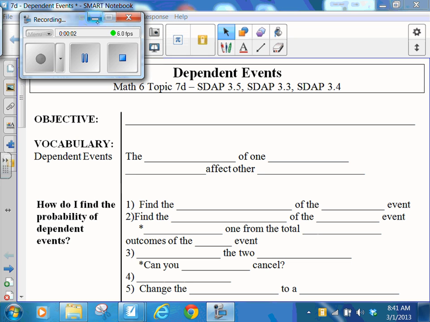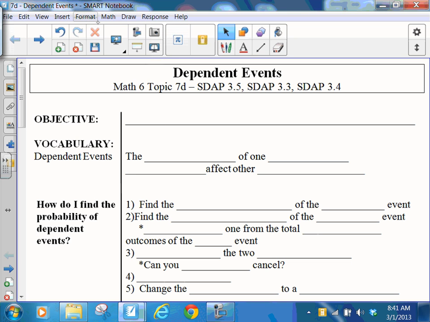Today we're going to go over dependent events, which is topic 7D, and our objective today is to calculate the probability of dependent events. Dependent events are when the outcome of one event affects the outcome of the other. So the outcome of one event does affect other outcomes.